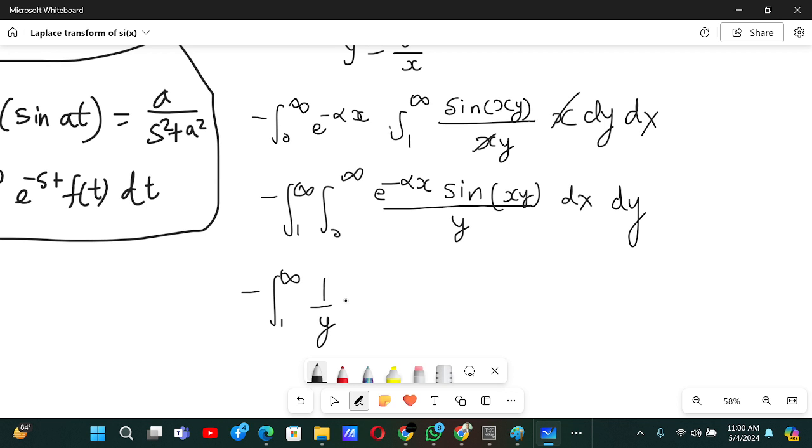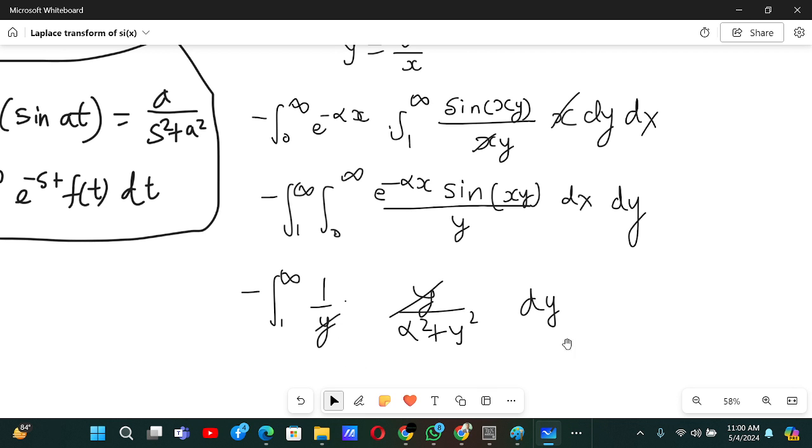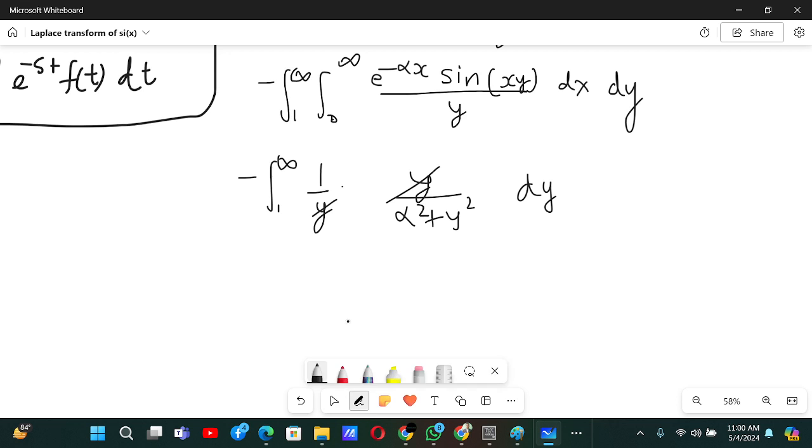From that, using the Laplace transform formula I mentioned earlier, this is just y by alpha square plus y square dy. Now you can notice that y cancels out, so we have minus 1 by alpha tan inverse y by alpha. This is the standard formula that we learned in high school.